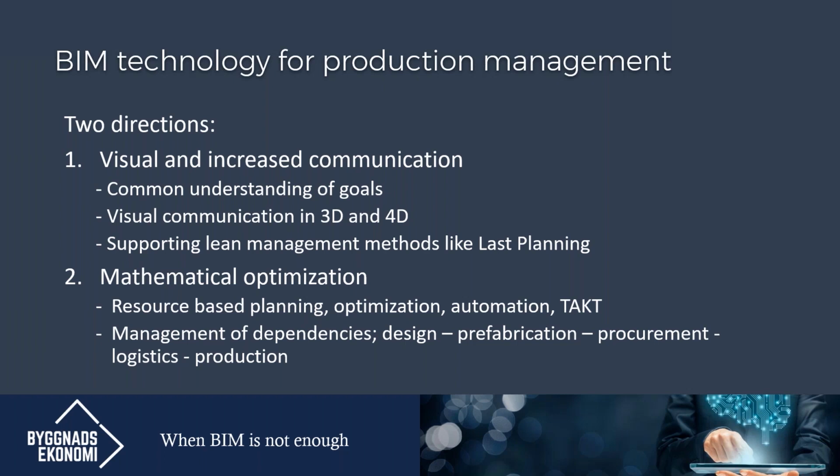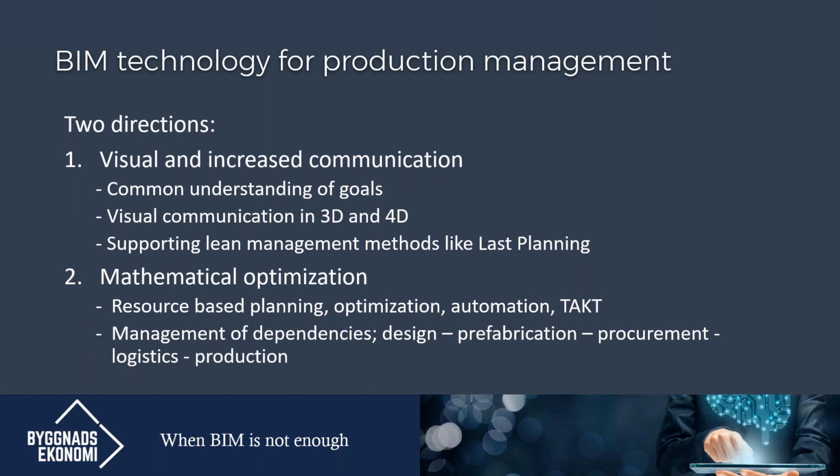When I talk about BIM technology for production management, we kind of think that it divides into 2 different directions. We talk about the visual communication and using 3D and 4D models for people and parties of the project to better understand the goals and getting a common understanding of where to go and what to do. And we also feel that the visual part of the 3D model really supports lean management methods like last planning.